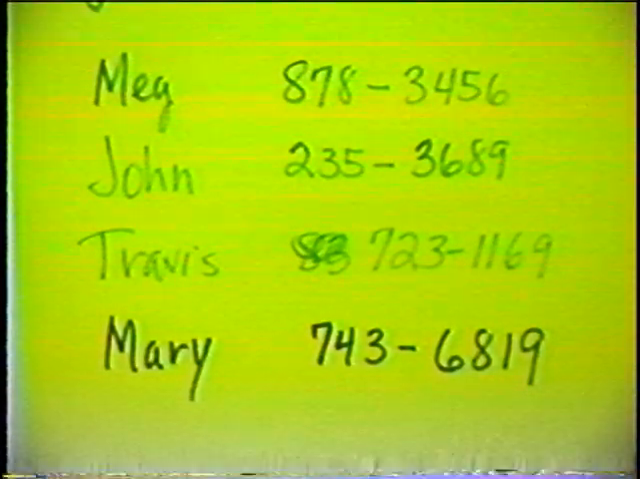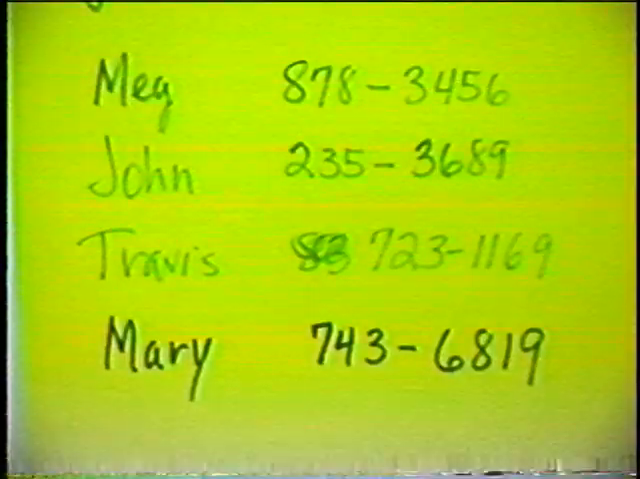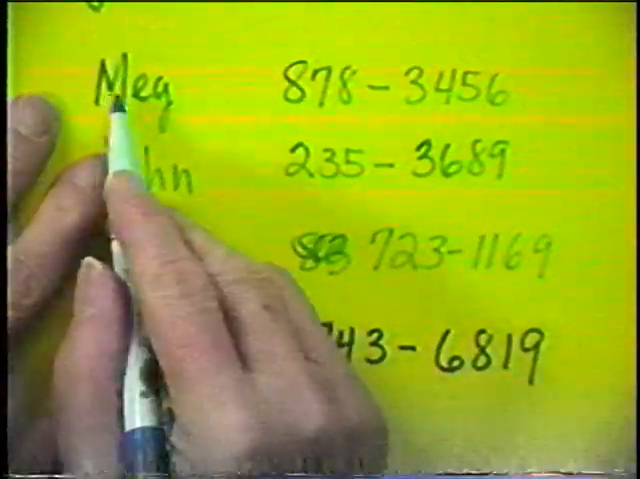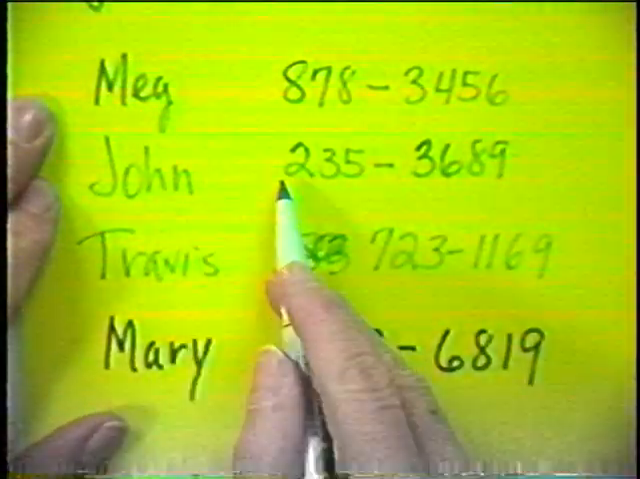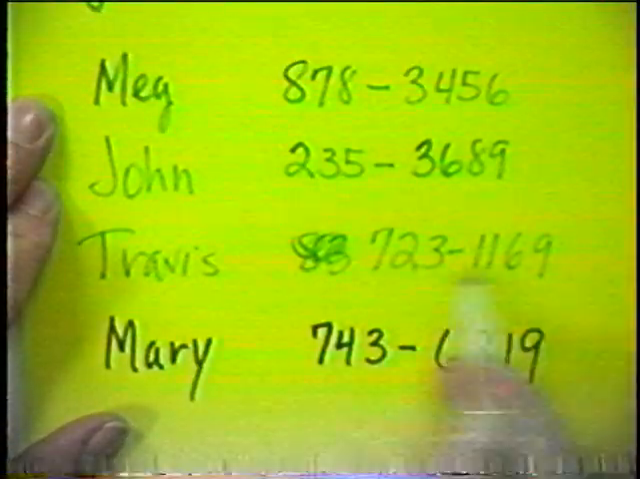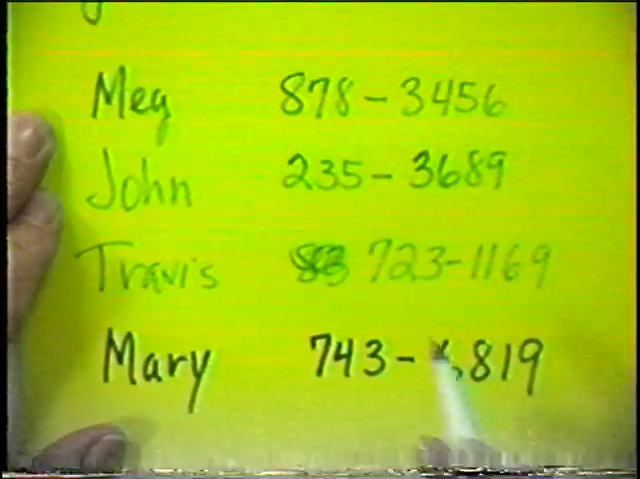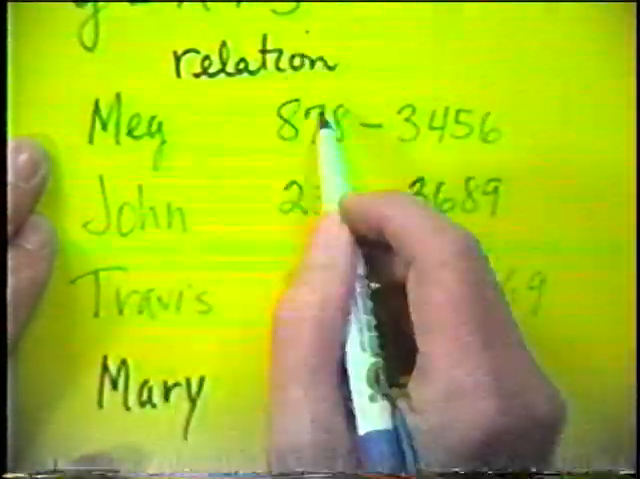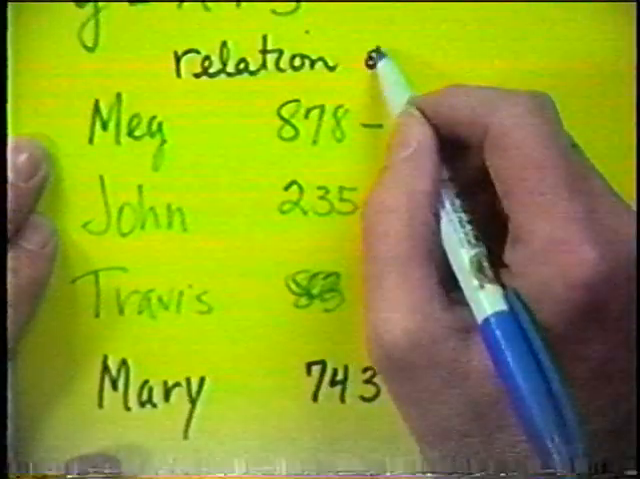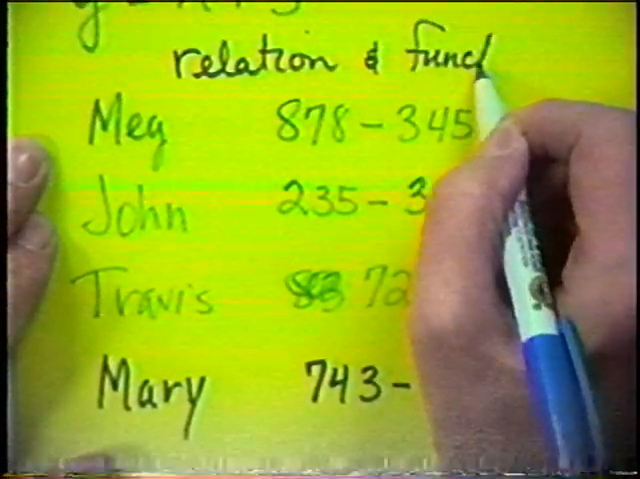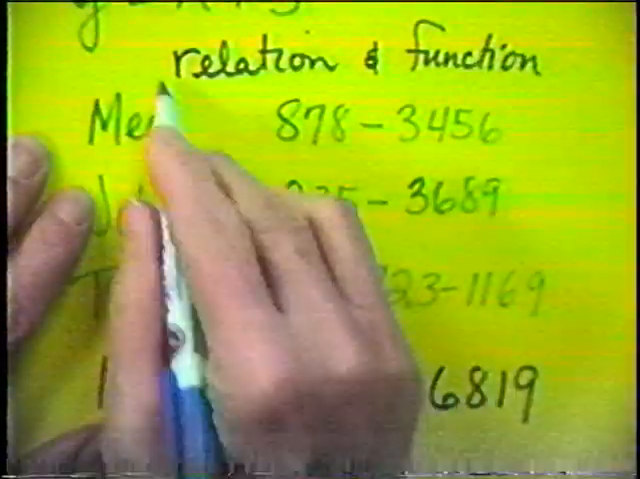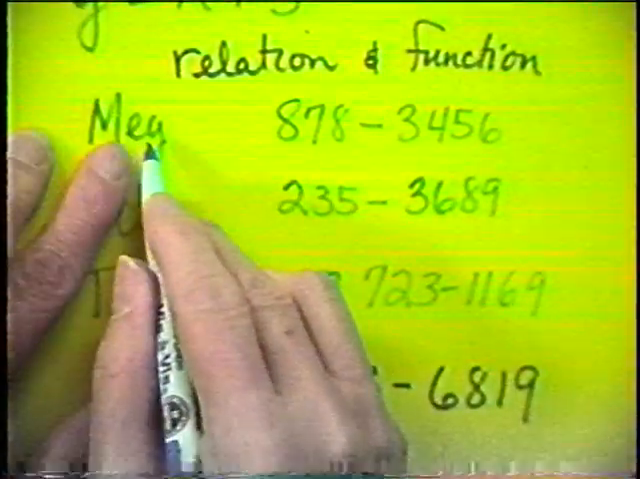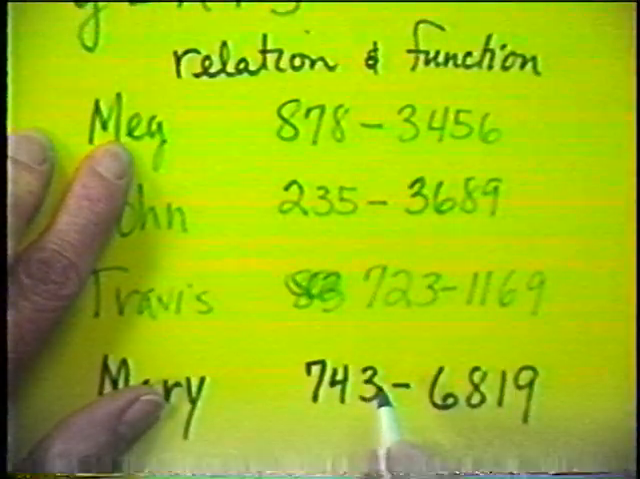It is also a function, because Meg has one phone number, John has one phone number, Travis has one phone number, Mary has one phone number. It's a relation and it's a function. A function is for each x value, domain, there is one and only one y value.